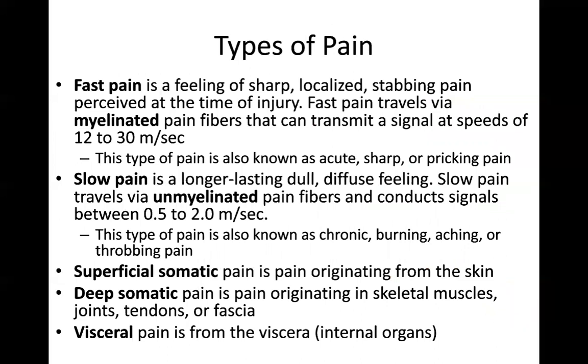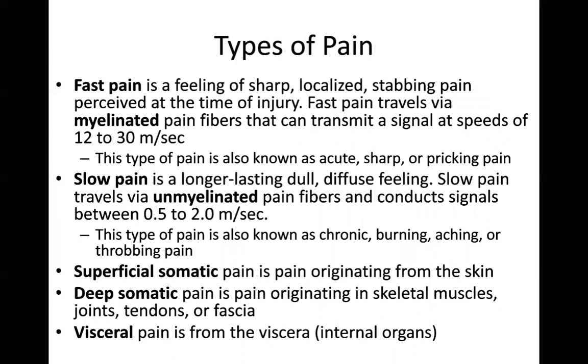All right, there are several ways to classify the type of pain that we experience. Fast pain is a feeling of sharp, localized stabbing pain perceived at the time of injury. We can describe it as acute, sharp, or pricking. I always use an example of stubbing your toe. Somebody actually said that already today. Stubbing your toe hurts. We have all experienced it. We've all said the cuss words that go along with it. You know exactly where you feel that pain. It's in your toe, right at the tip of your toe. It hurts, and it's immediate.